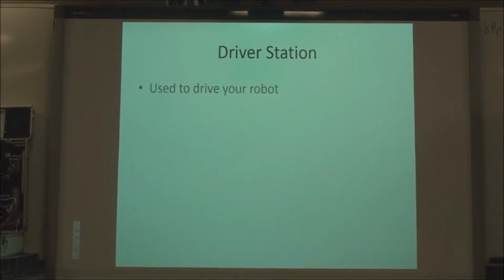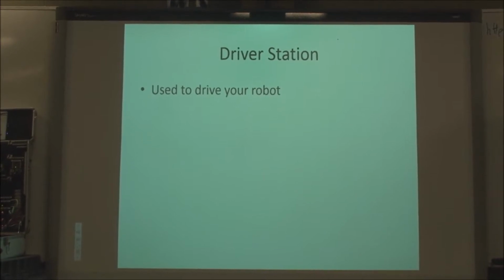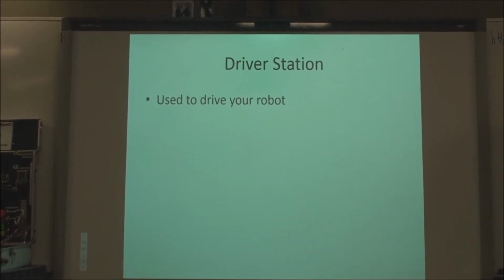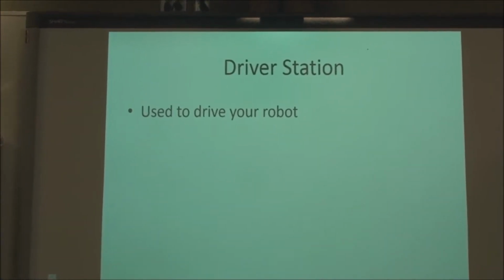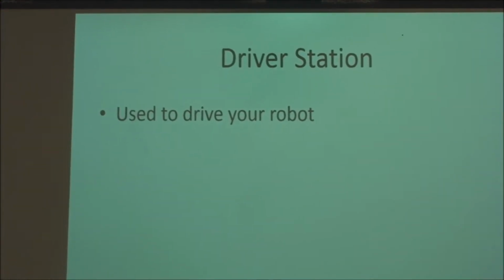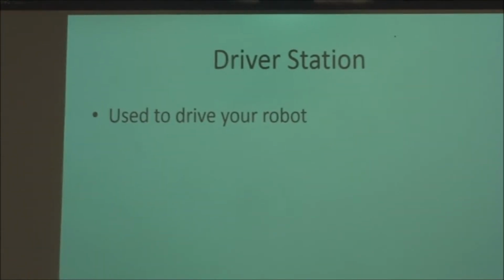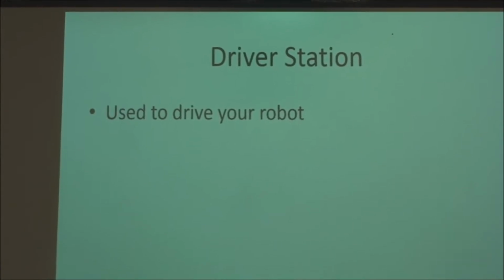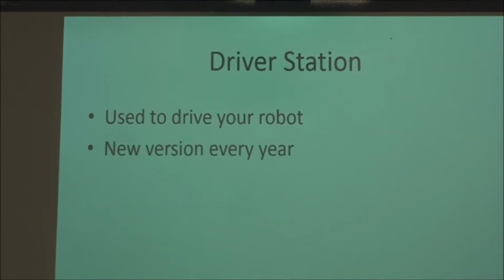So then just start off with the driver station. It's used to drive your robot. It's the most basic part of it. It basically just takes the input from your controller, your keys, whatever, and forwards it onto the robot, as well as e-stop, disable, all that kind of essential stuff.